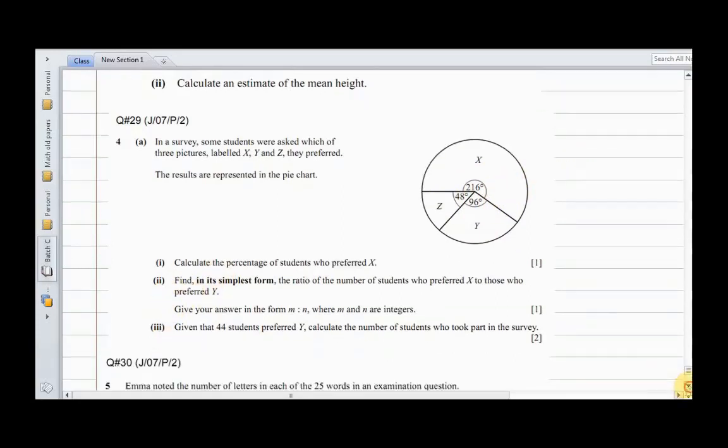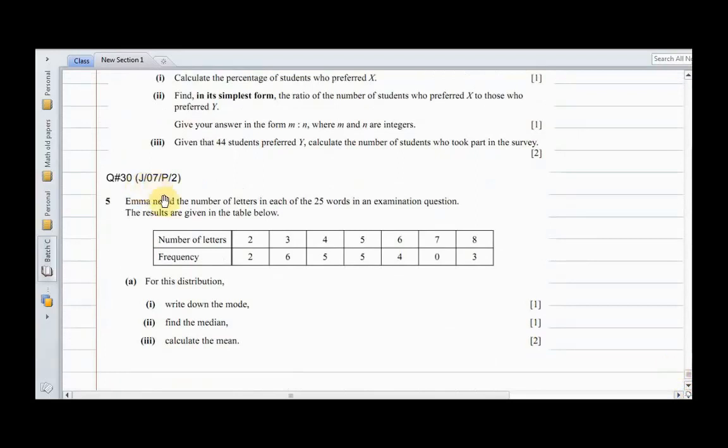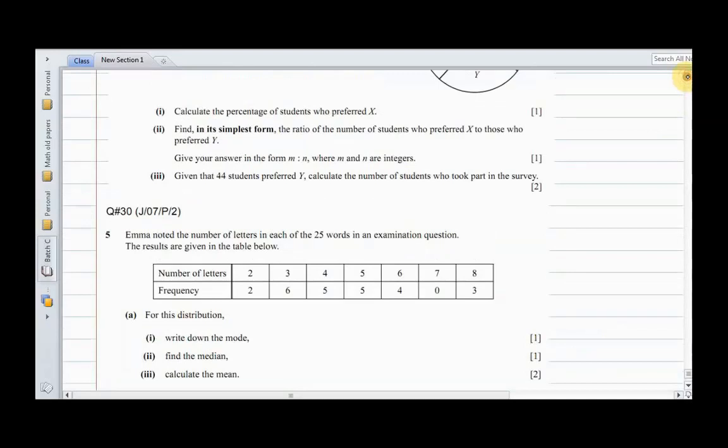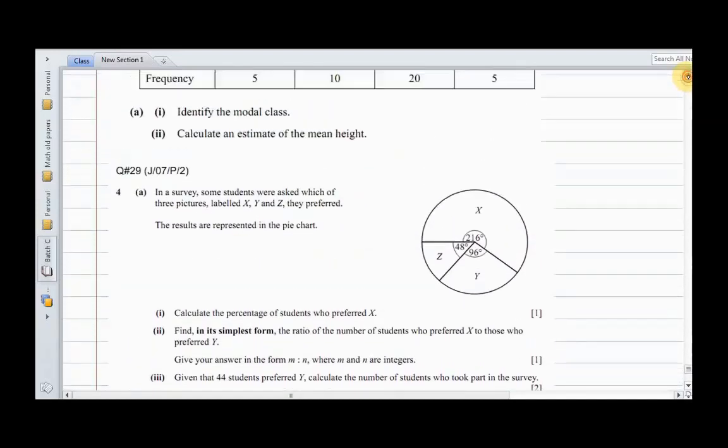And the last one is June 07 paper 2. You need to find mode, median and mean. We had covered many questions like this in table form, right? That is our group data. So you guys need to attempt all these questions by yourself. The submission deadline you can see on your screens, right? So you need to submit it on time.